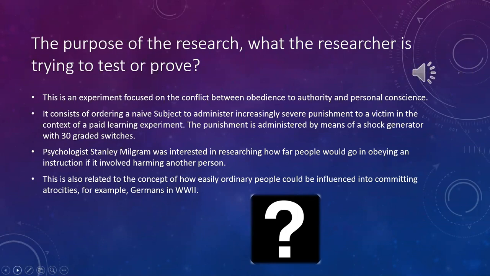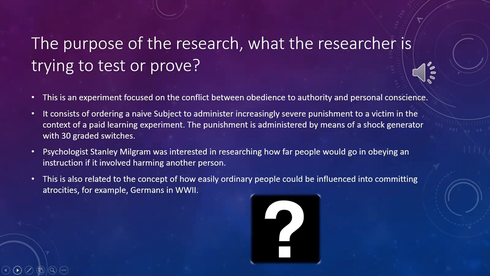Good afternoon, class. My name is Sebastian Taylor, and I will be reviewing slide 1, or section A, the purpose of the research and what the researcher is trying to test or prove. In this experiment, psychologist Stanley Milgram is exploring the darker side of human curiosity by testing the conflict between obedience to authority and personal conscience.